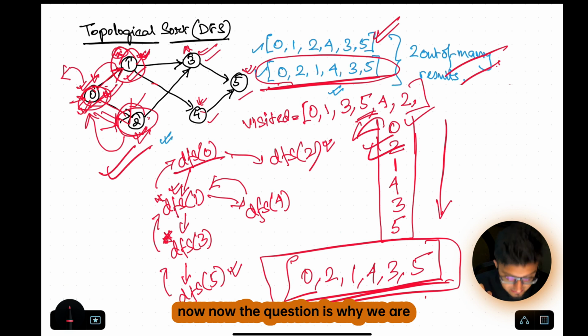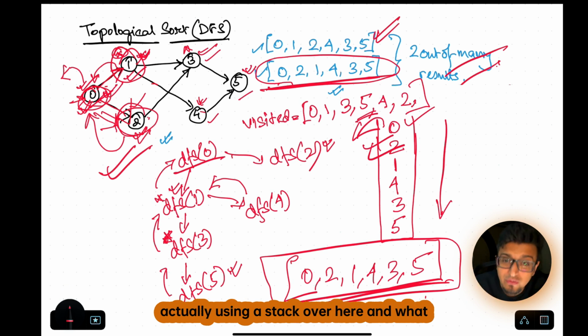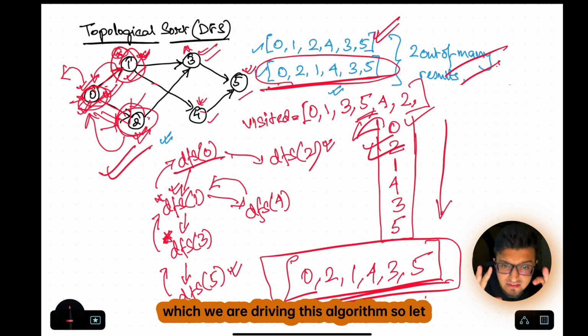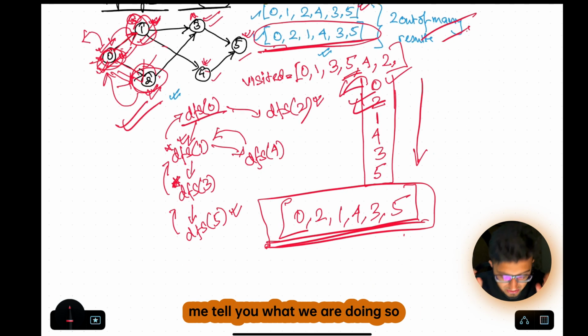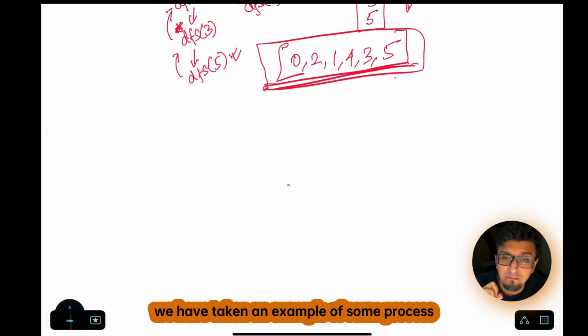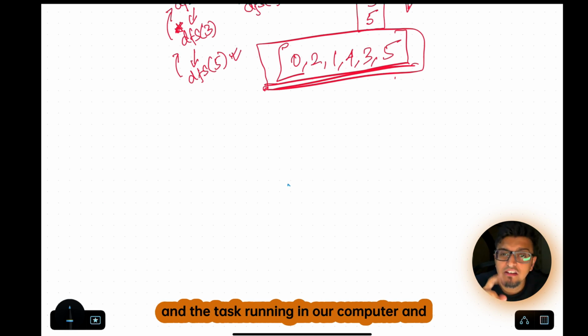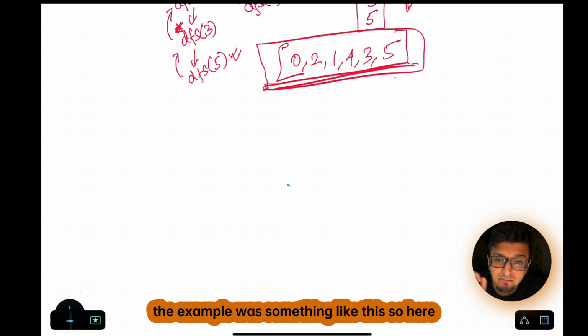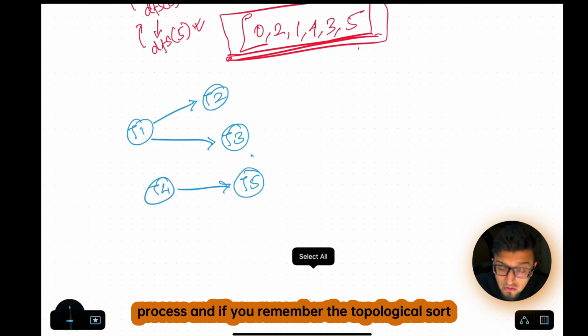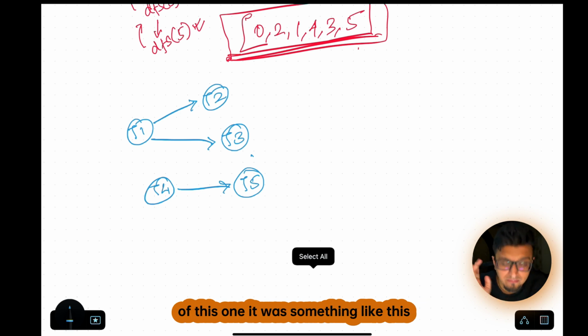Now the question is why we are actually using a stack over here, and what is the fundamental algorithm or concept by which we are driving this algorithm. So let me tell you what we are doing. If you remember, in our last video, we took an example of some processes and tasks running in our computer. And the example was something like this. Here we have 5 tasks running for a single process. And if you remember the topological sort of this one, it was something like this.